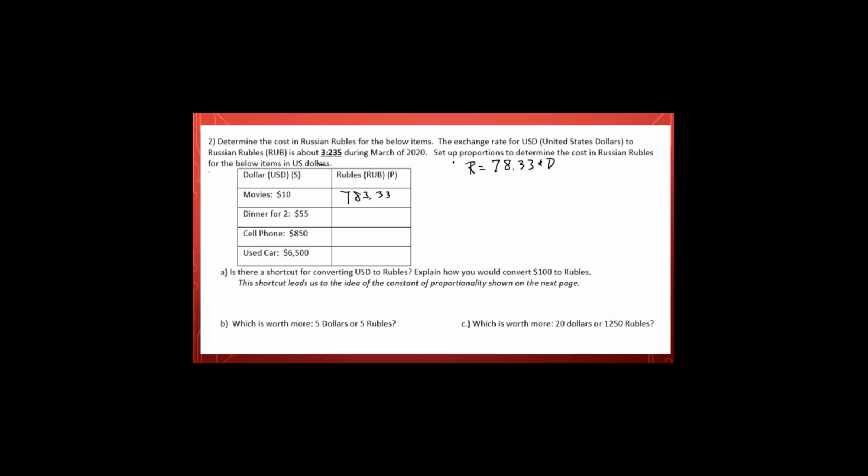So here's the equation that we developed. Now I'm just going to take my dollar amount and put them into my equation. So rubles equals 78.33 times, in this case, 55. And I'm simply going to put it in my calculator, and I get 4308.15.